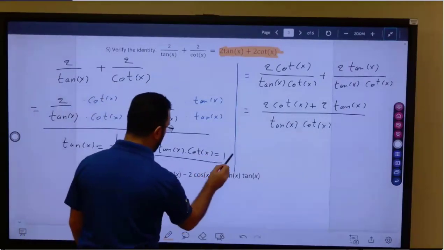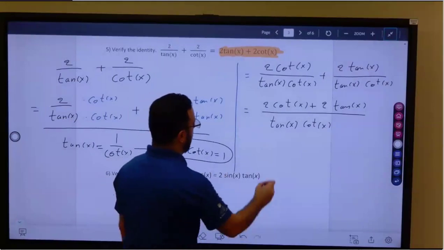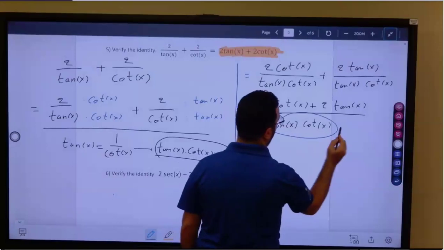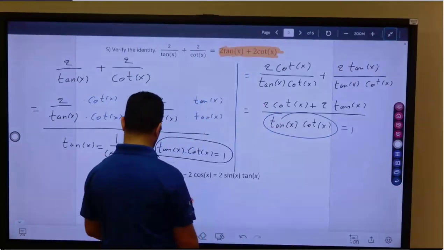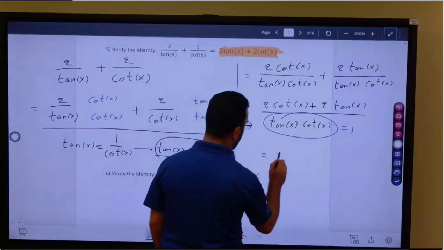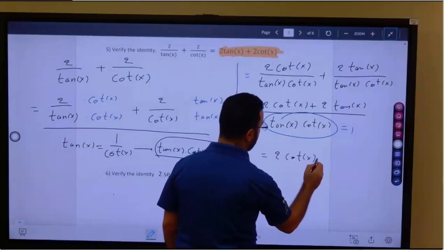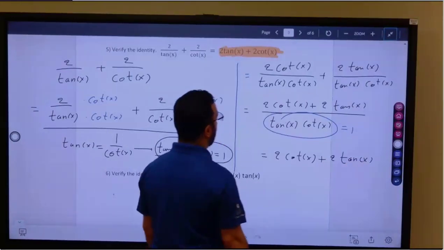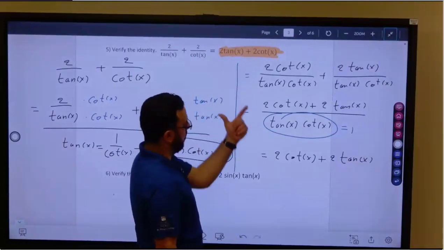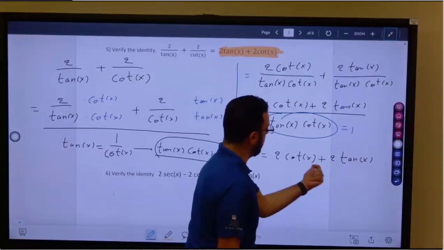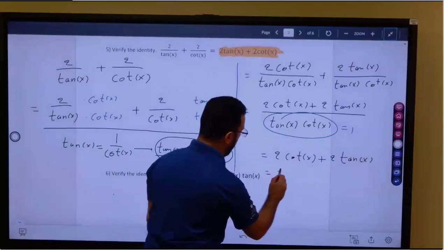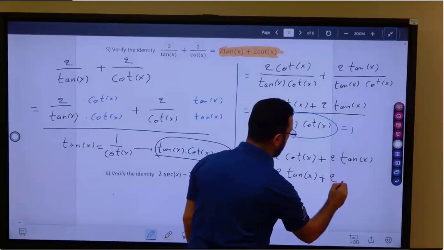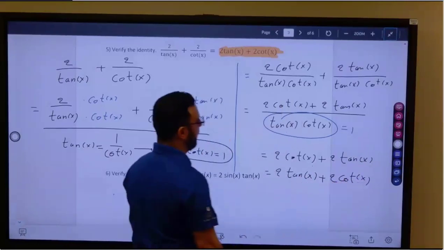And we say this looks like a rule. So that means everything here will be 1. In this case, our result is going to be 2 cotangent x plus 2 tangent x. And that's exactly like here, because addition is commutative, you can flip it. So you can write it as 2 tangent x plus 2 cotangent x. It's the same thing.